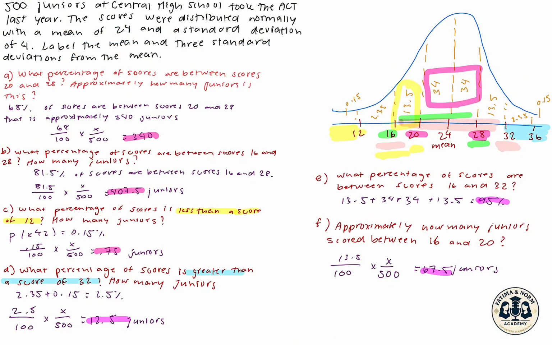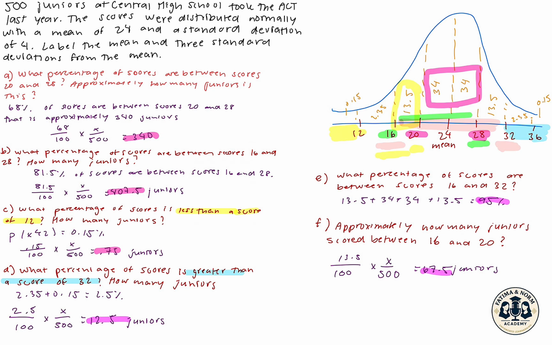For these questions, all of the following questions are based off the main question that reads: 500 juniors at Central High School took the SAT last year. The scores were distributed normally with a mean of 24 and a standard deviation of 4. We just label the graph as we said before. You have to do it for every question so it is easier to solve.